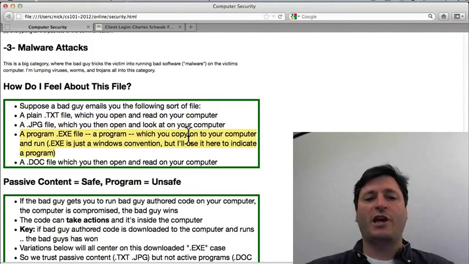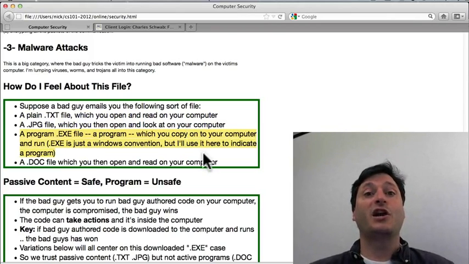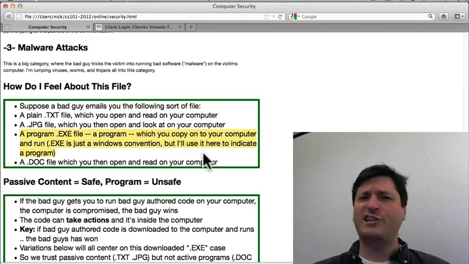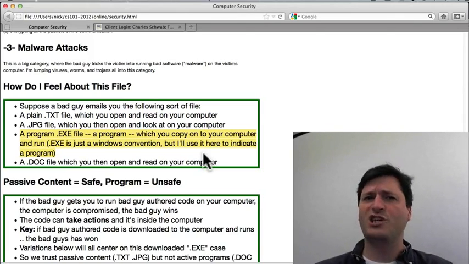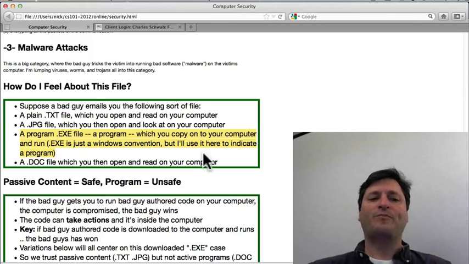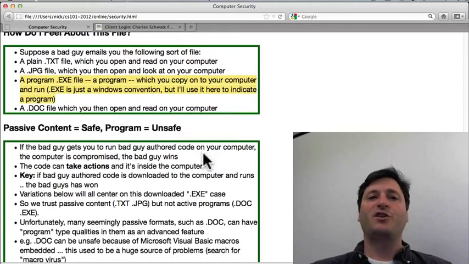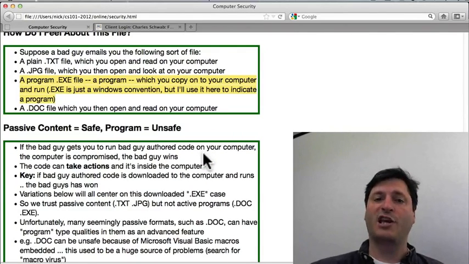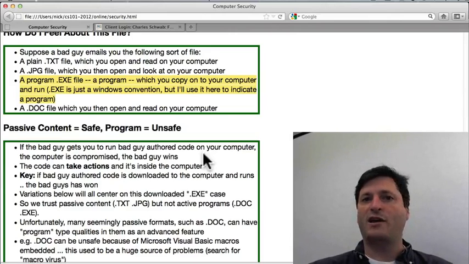So the scary case is if the bad guy sends you a .exe, a program. Now, .exe is just a Windows convention for how to name files. Programs can be named different ways, but I'm going to use exe as my nomenclature for this lecture. So the way it works is, I'll skip to the punchline. The exe file is very bad. If the bad guy can write a program and send it to you and get you to download it onto your computer and then run it, now my castle model is broken.